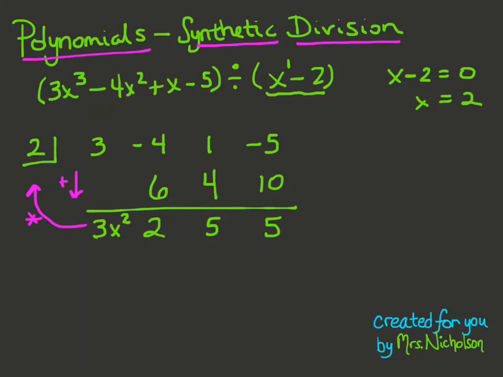Since I've divided, I'm down to x squared. So this is going to be 3x squared plus 2x plus 5 plus, and then this last 5, it's our remainder, and so I'm going to divide it by x minus 2, which is what I was dividing the polynomial by in the first place. So my answer would be 3x squared plus 2x plus 5 plus 5 divided by x minus 2.